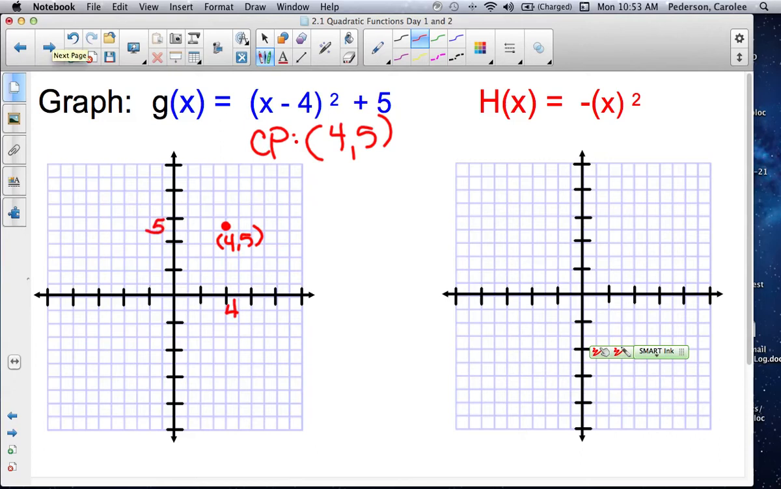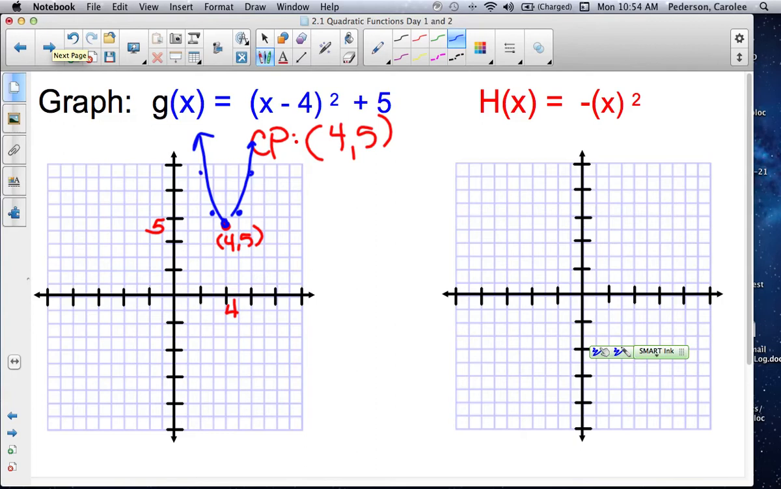Then notice there are no multipliers in front of the function or inside the function, so my shape is not going to change. Remember my parent function. Looks like my smartboard needs to be recalibrated here. It should be 1 right, 1 left, up 1. And then we go 2 right, so now we go up 4 and 4. And there's my parabola.